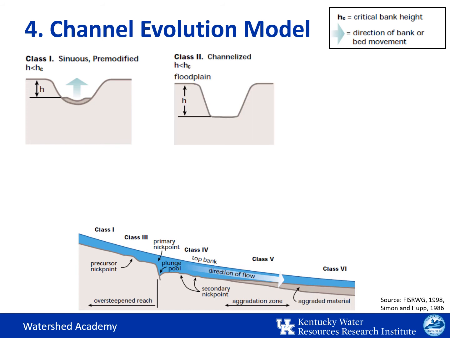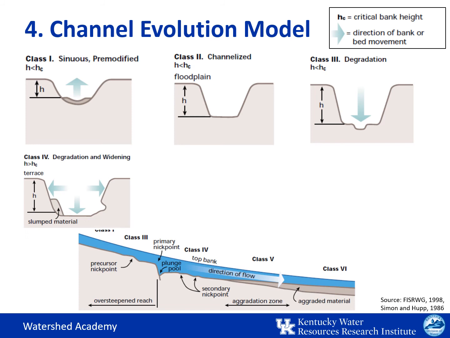In class 2, this is a channelized stream. So this stream has been channelized by straightening, by construction. So it's a trapezoidal shape with the vegetation removed. Here we can see in class 3, we have degradation. So banks are heightening and steepening. The flow line is lower relative to the top of the bank. Some pop-out failures of banks on the slopes may occur.